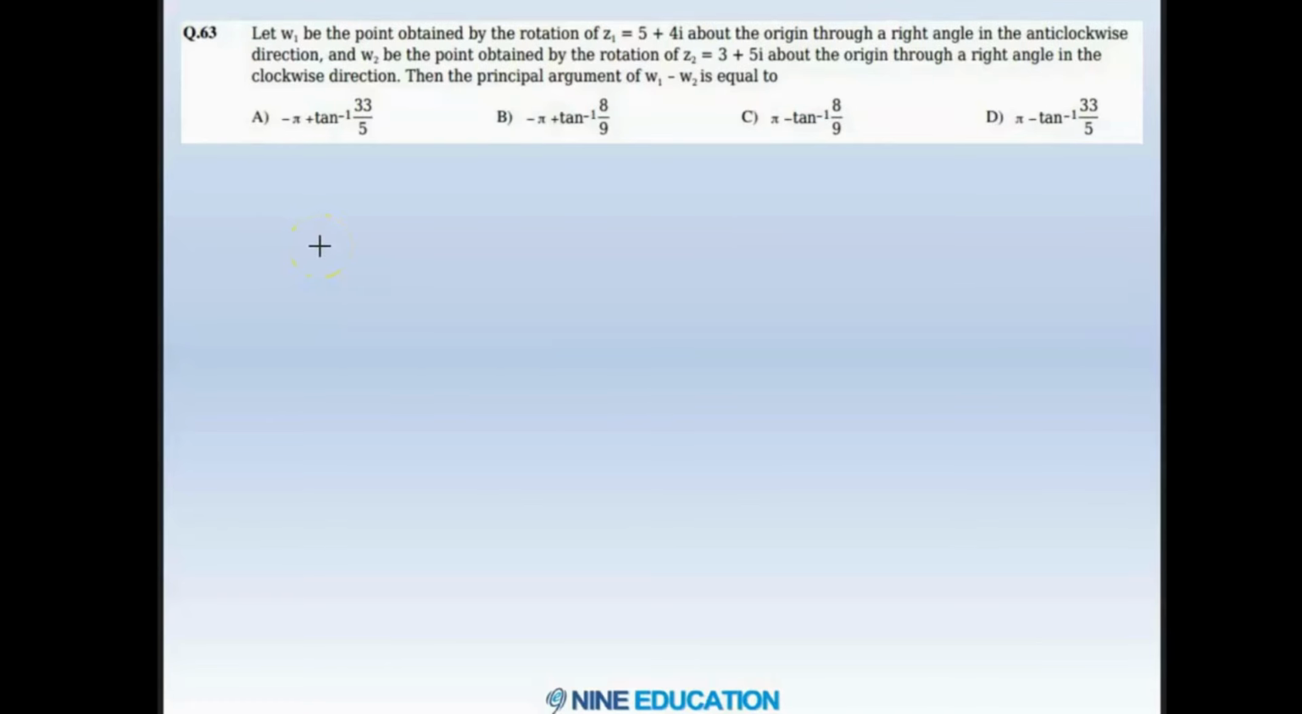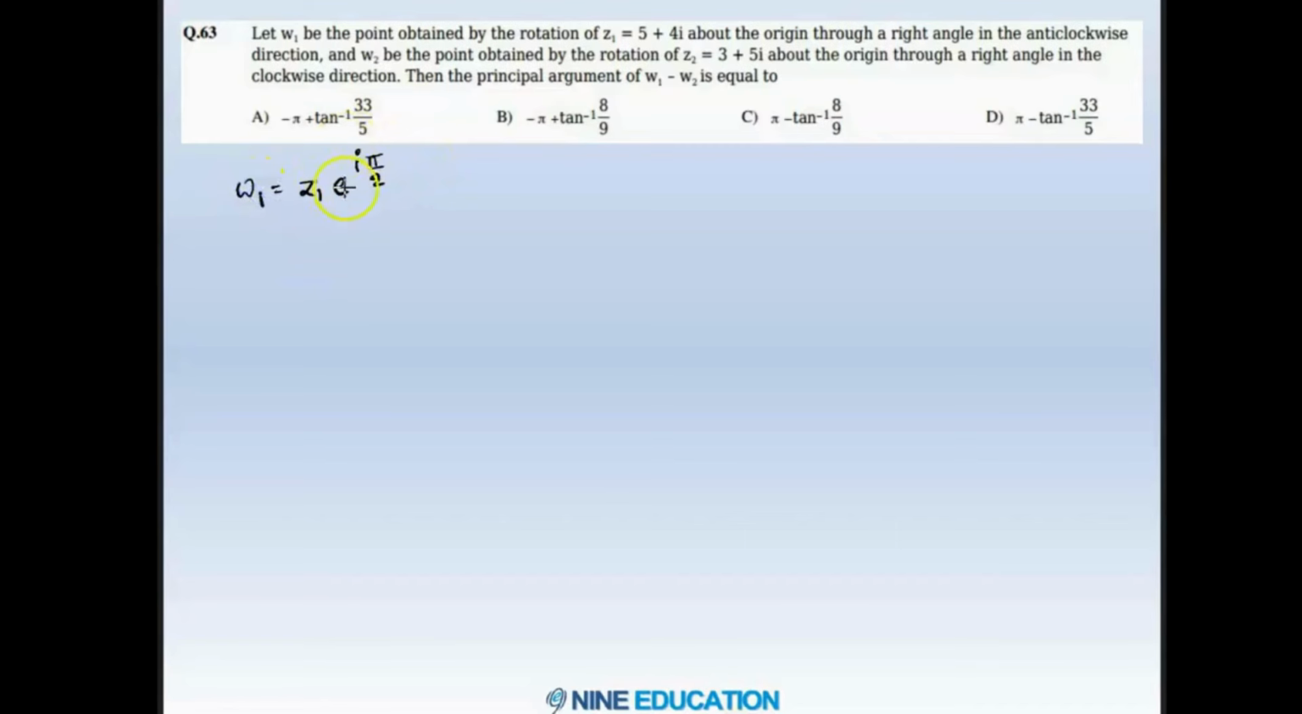Question number 63 is, let W1 be the point obtained by rotation of Z1 about origin through a right angle in anti-clockwise direction, and W2 is the point obtained by the rotation of Z2 about the origin through a right angle in the clockwise direction. Principal argument of W1 minus W2 is. So basically if you have a complex number Z1 and you are rotating it through a right angle about origin in anti-clockwise direction, then for 90 degrees the multiplication factor is e power i pi by 2, then you will get W1.